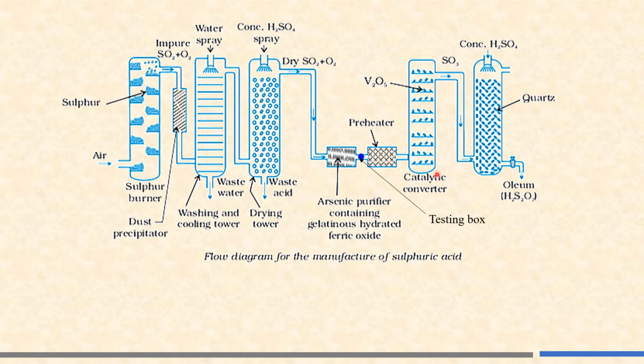Then it is passed into the catalyst vanadium pentoxide, the catalytic converter. SO2 is converted into SO3. Then it is passed into the absorption tower, where we get oleum.